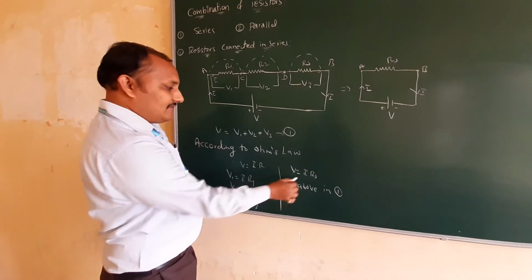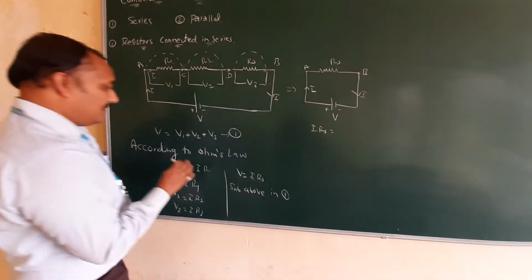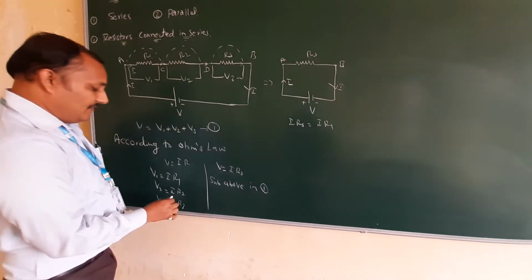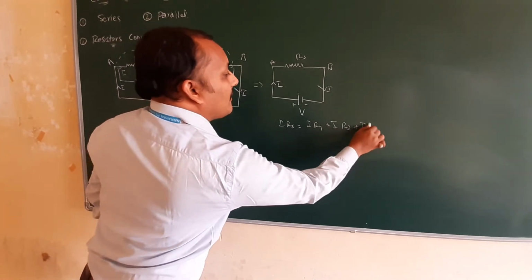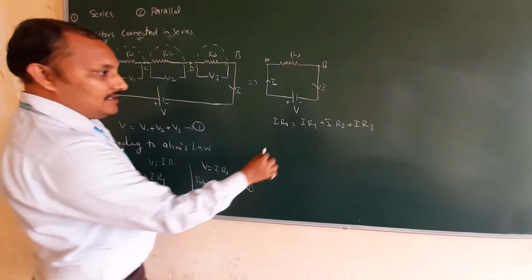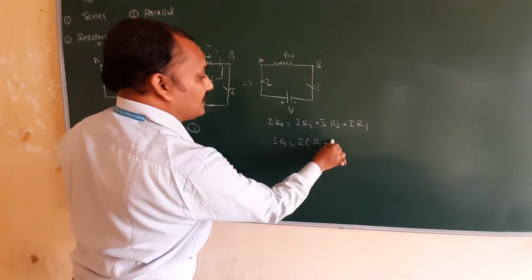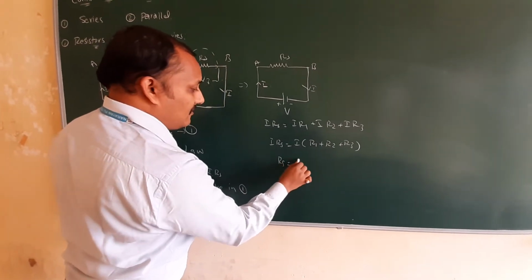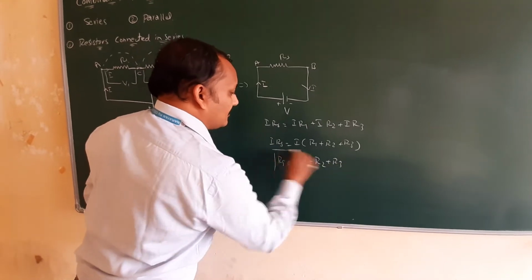Then see, V is equal to I RS, V1 is equal to I R1, V2 is equal to I R2, and V3 is I R3. Then what is common? I is common: I times (R1 plus R2 plus R3). Then RS is equal to R1 plus R2 plus R3.